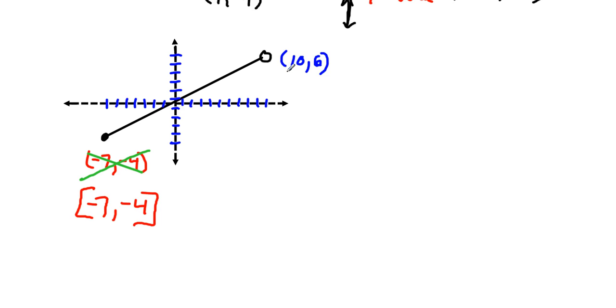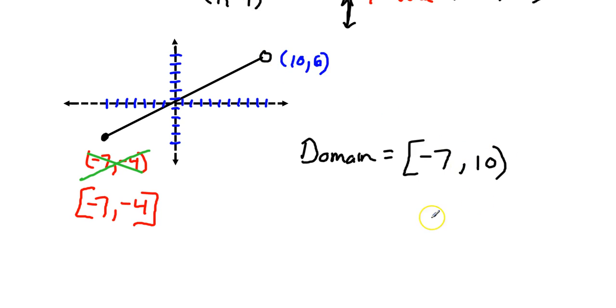Okay, so for this one, if we go domain, where we're going left to right, your left-hand point is here. The x value is negative 7. It's got a bracket on it, so we'll go negative 7. The right-hand point is here. The x value is 10. And it's an open circle, so we need parentheses.